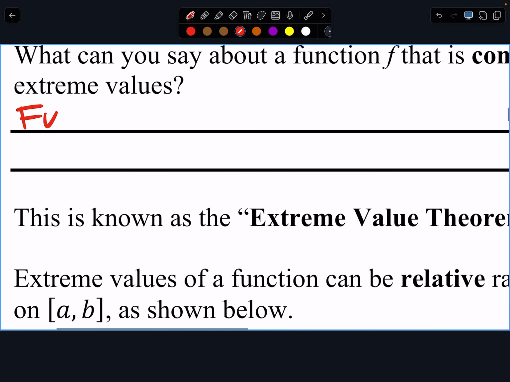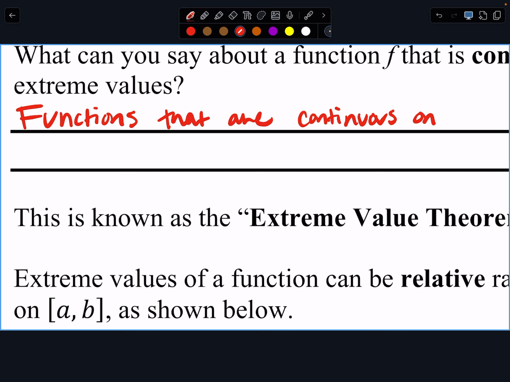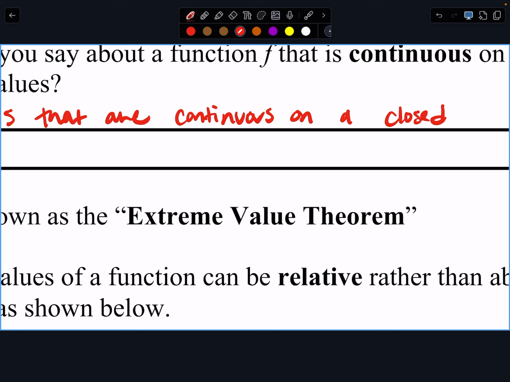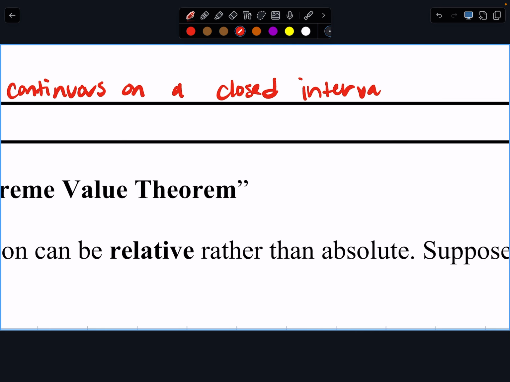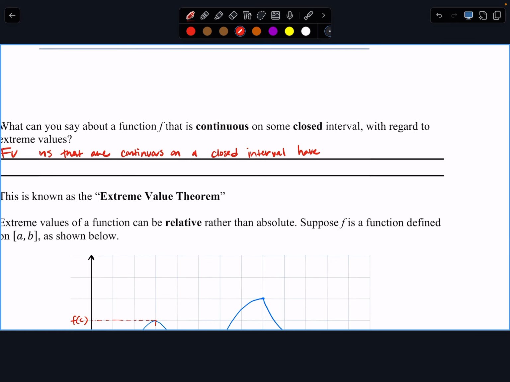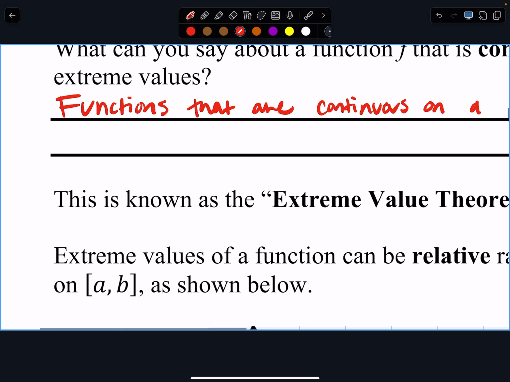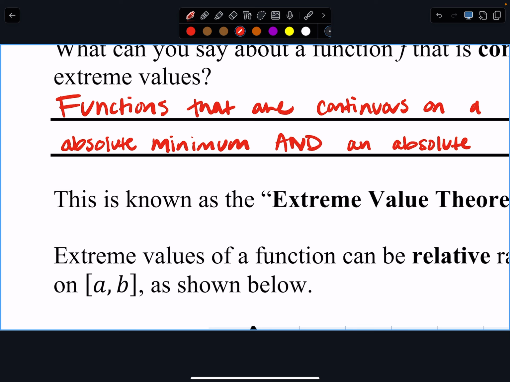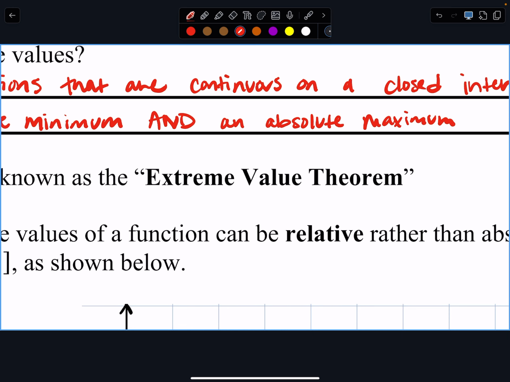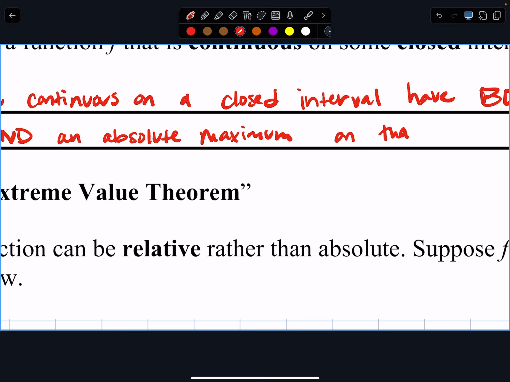So functions that are continuous on a closed interval have both an absolute or global minimum and an absolute or global maximum on that interval.